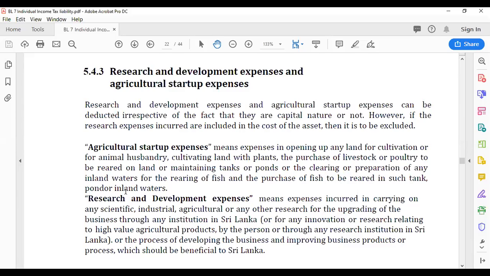Now you take the land and you make some expenses, some development, for agricultural purposes. Or you can buy livestock, for example cows, goats, or pigs, for this kind of purpose. So that's called agricultural startup expenditure, not agricultural expenses. So, startup expenditures.